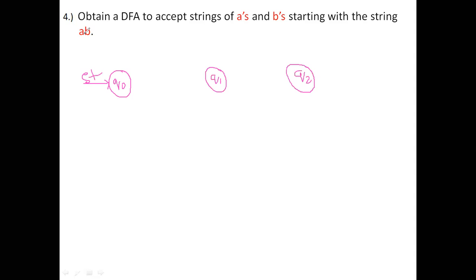So AB we are having, right? On receiving A, Q0 should move to Q1. Then Q1, on receiving B, should go to Q2. If I want the string AB to be accepted by this DFA, I need to make Q2 a final state. If I make Q2 a final state, then strings beginning with AB, or the string AB itself, will be accepted. This is the basic condition. Now AB is accepted by this machine.